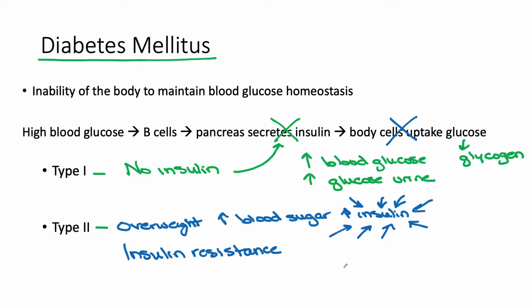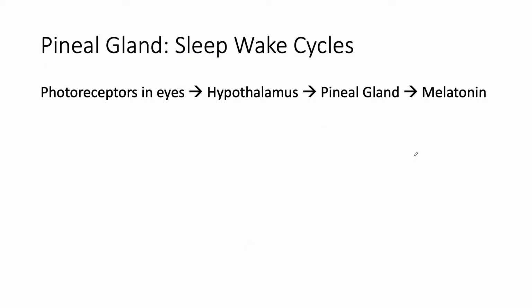So you can end up with ulcers on the feet because your circulation isn't good. You can end up with vision problems because the small blood vessels of the eyes break and tear, and all kinds of other issues. The next gland is the pineal gland, and this is responsible for your sleep-wake cycle.